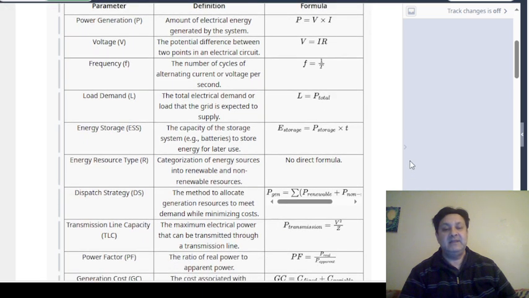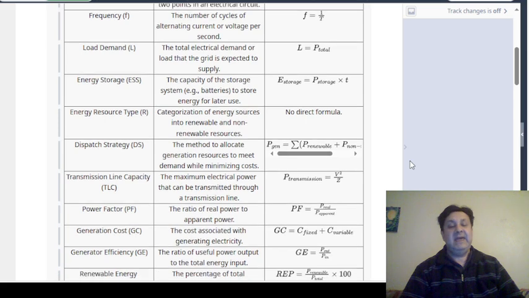Then the load demand. The load demand is the total electrical demand or load that the grid is expected to supply. It's also important to consider this because we are talking about a distribution network where we have energy from various sources: renewable, fuel, hydro, wind, solar, and various other sources. So energy storage is important: the capacity of the storage system, for example batteries, to store energy for later use.